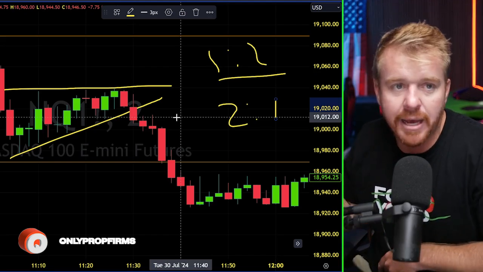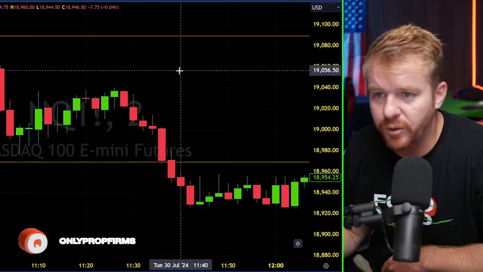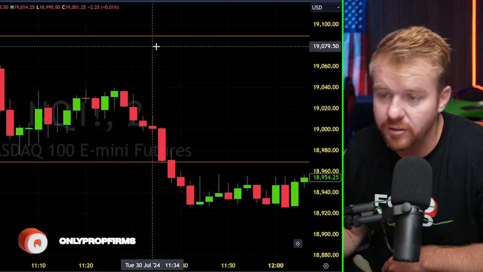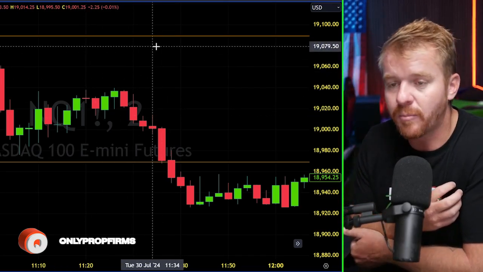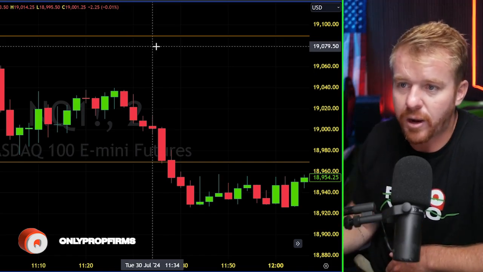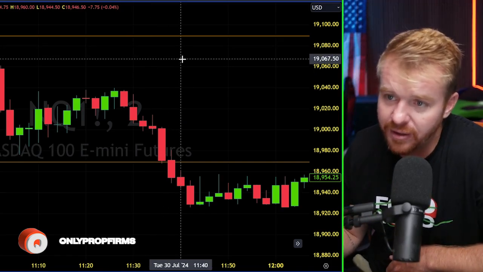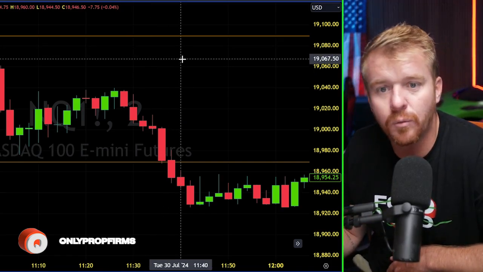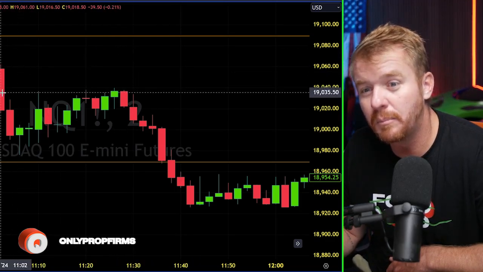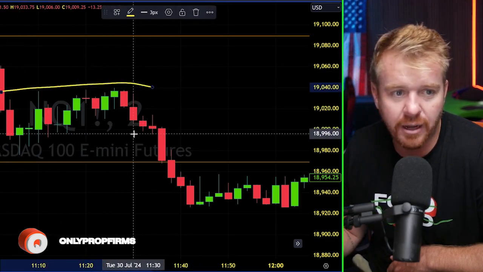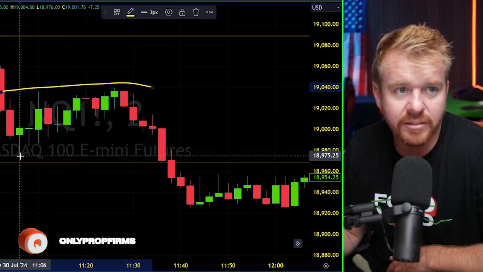You can also trade the micros. Let's say you don't want to risk $200 with 1 contract. Say you want to trade the micros. You can trade the micro NASDAQ. It'll be half the size. So if you're trading 5 micros, that's half of one mini. So you can risk a little bit more depending on the sizing. But it all comes down to sizing.